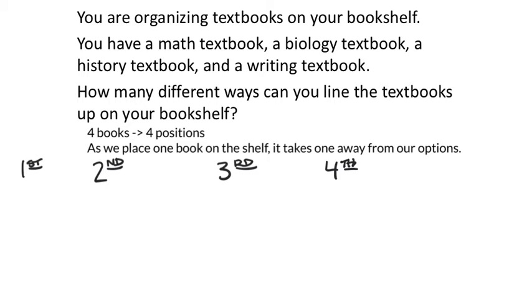So if I wanted to create a tree diagram from this, I'll just go in order here. What do we got? We got a math textbook, which I will show with just the letter M. Biology will be B, history will be H, and then writing will be a W. But again, I'm going to just start with my math textbook.